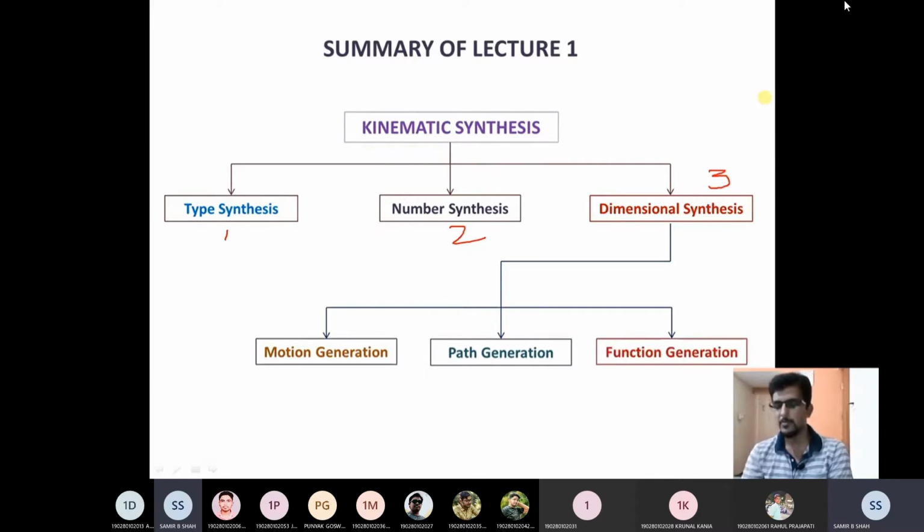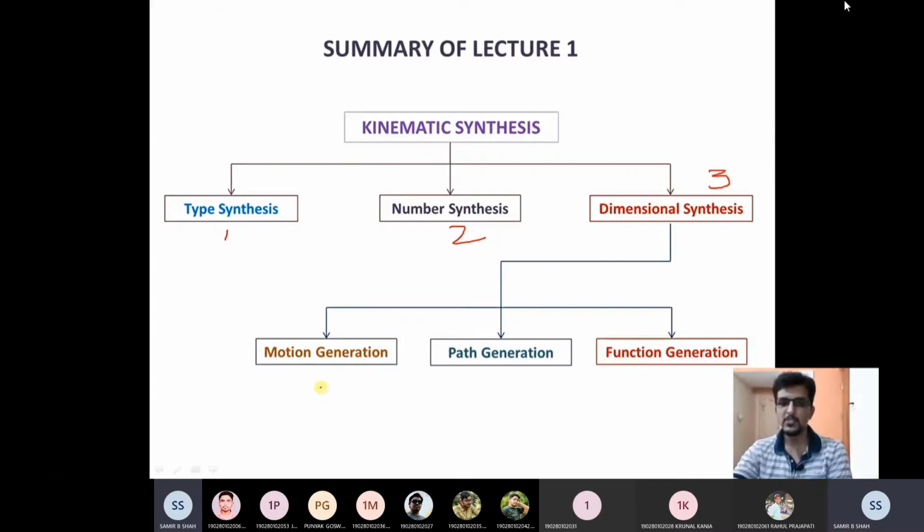And the last type of dimensional synthesis is the function generation. In the function generation, both the input link as well as the output link will be related to each other. If input moves by 10 degrees, the output moves by 20 degrees. They can be related by the equation y is equal to 2x. So input is x, output is y. So y will be 2 times x. For a particular range, that is called function generation, where there is a relationship between an input link which is powered and an output link which follows the input link.